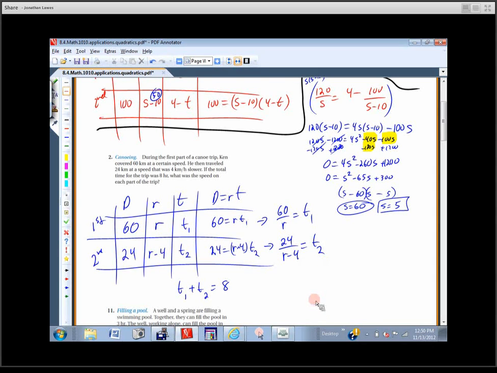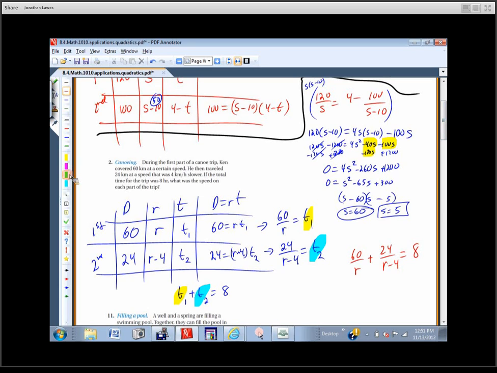And look, here's a T1, there's a T1. Here's a T2, there's a T2. So I should be able to take these and do what with them? Add these together and set it equal to 8. So this is going to be, let's see, 60 over r plus 24 over r minus 4 equals 8. Okay, now take a good look right here and right here.